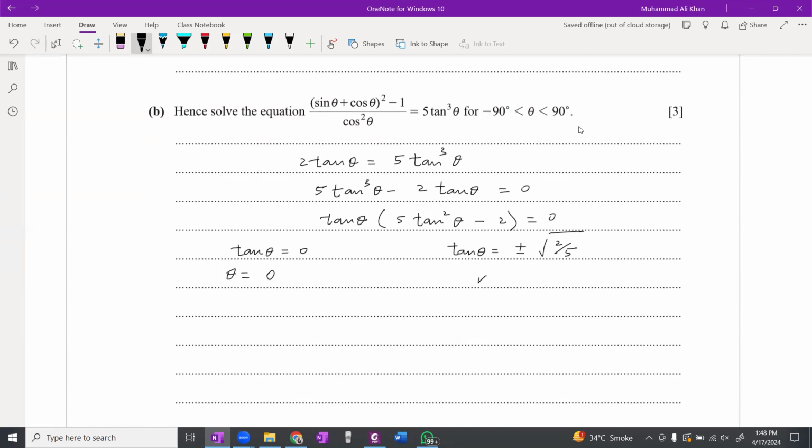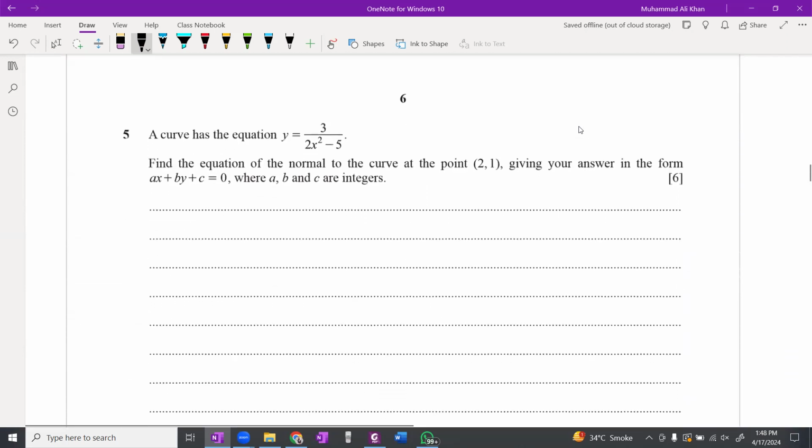And according to this, first calculate the basic angle, tan inverse of under root 2 upon 5. So it will be 32.3. And tan is positive, negative both. So in the first quadrant and in the last quadrant, positive, negative both. Therefore, theta is plus minus 32.3. We have to consider this theta up to 90 and up to minus 90. Right? So these are the 3 angles which we have to calculate in this part.